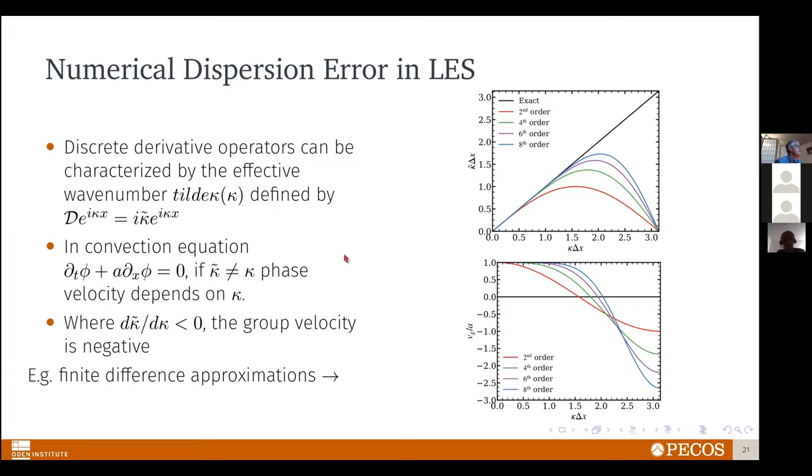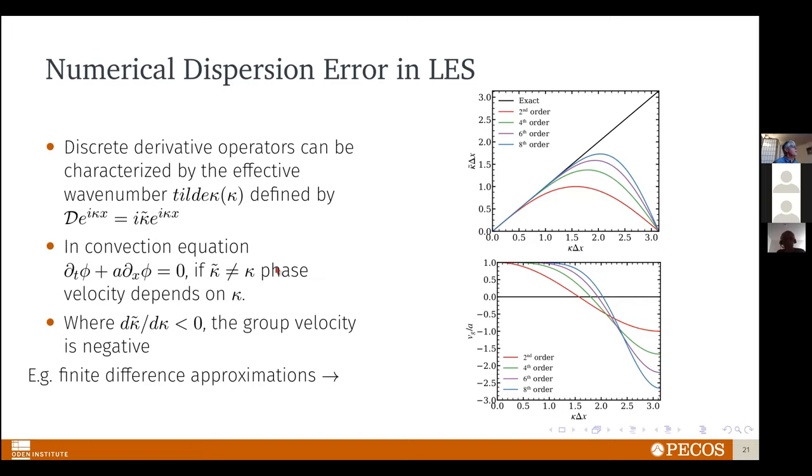And this is well known. We've all dealt with this. For example, this is what that looks like for some finite difference operators, just as an example. And the effective wave number looks like this. It's accurate at low wave numbers as a function of kappa, but it becomes highly inaccurate at high wave numbers.